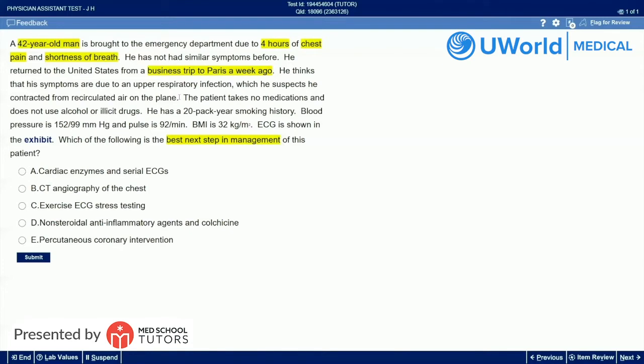They then tell us the patient takes no medications and does not use alcohol or illicit drugs. Once again, there are no pertinent positives here. There's nothing to point me in a specific direction, so I'll leave that unhighlighted as well.